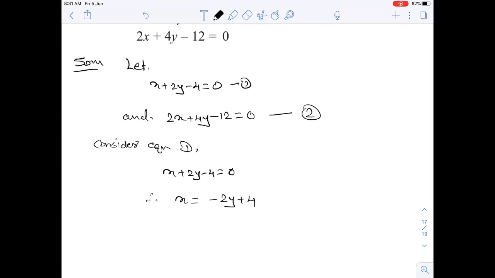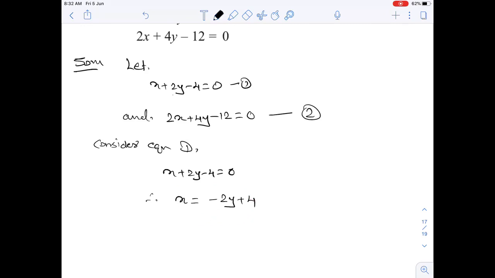Now we are going to substitute this value of x in equation number 2. Why in equation number 2? Because this value we have obtained from equation number 1, and from whichever equation we get this value, we are not supposed to substitute it in that same equation. That means the equation from which we obtained this, we cannot substitute it again in the same equation.